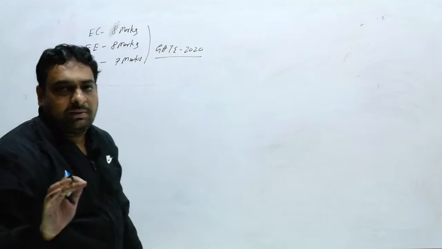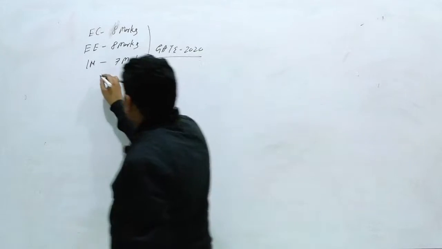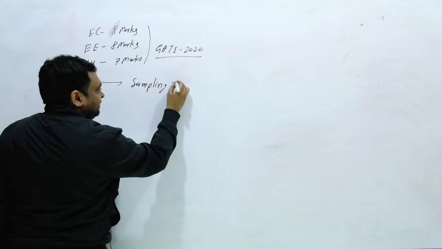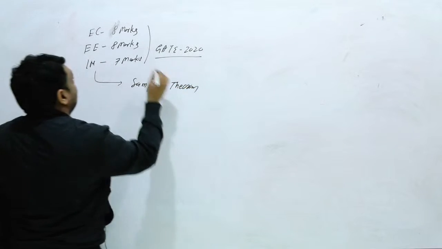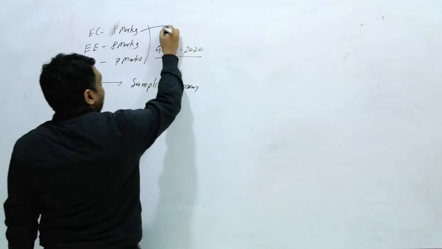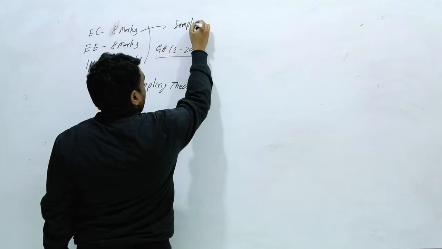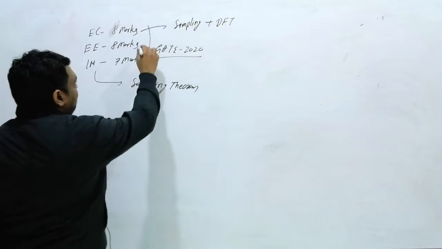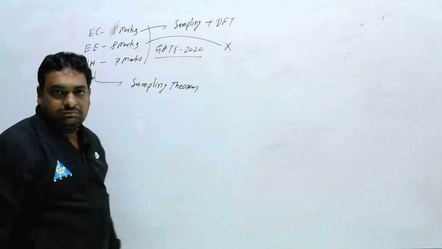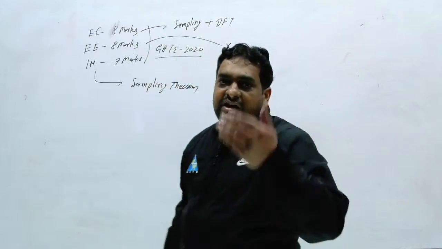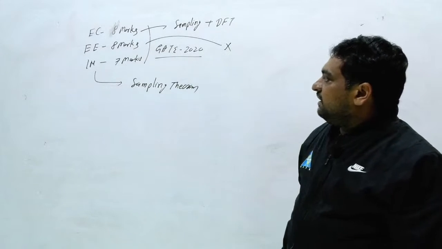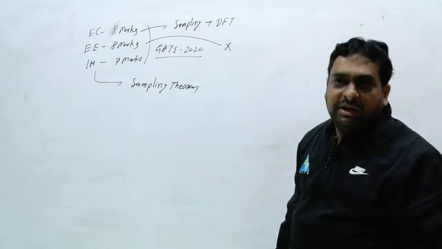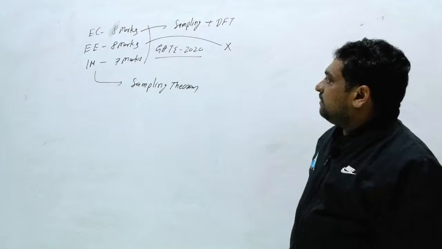From the sampling theorem, a direct question has been asked in the IN branch. In the EC branch, sampling plus discrete Fourier transform, a mixed question. And in the electrical branch, they did not ask any question. So you can consider in 3 branches, in 2 branches they are targeting: in one a direct question, in one you can say 50% from sampling, 50% from the DFT, and the electrical branch they didn't ask.